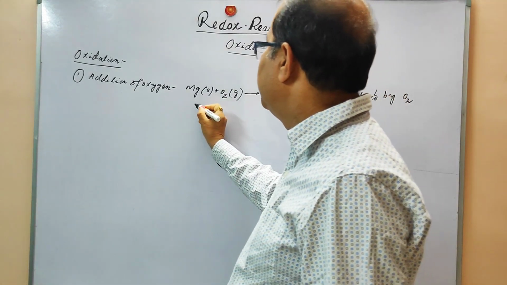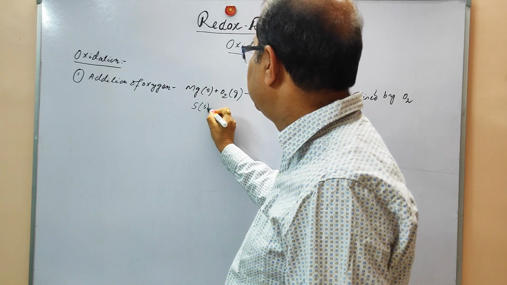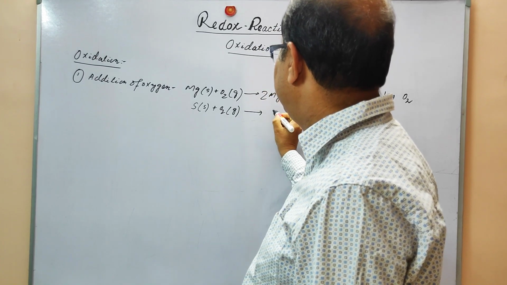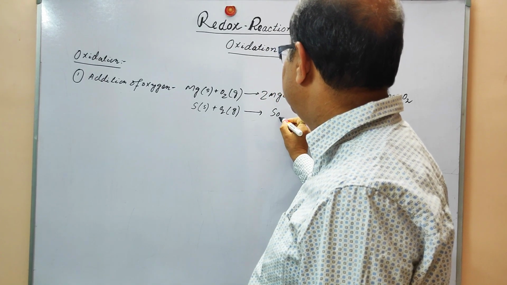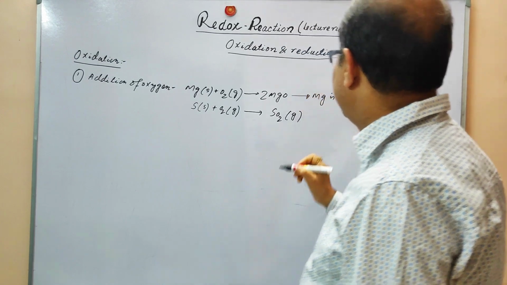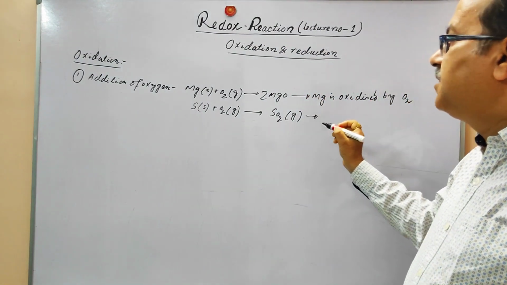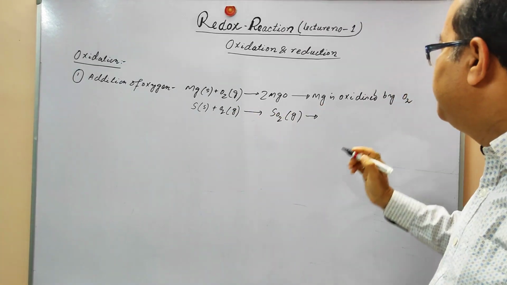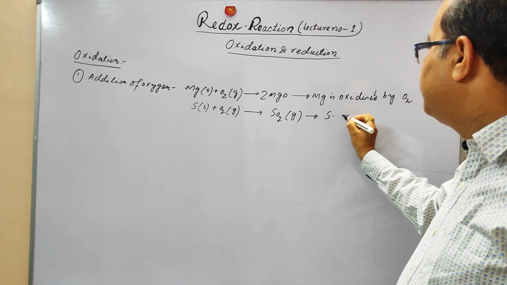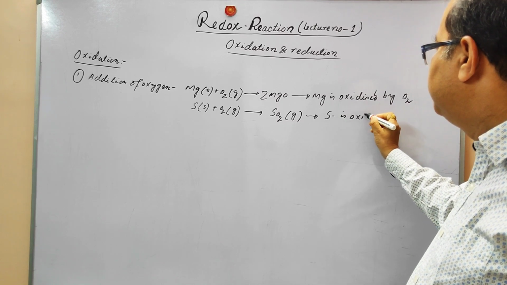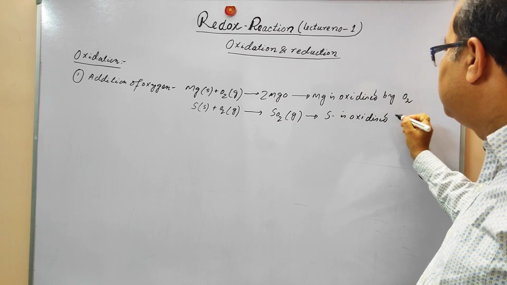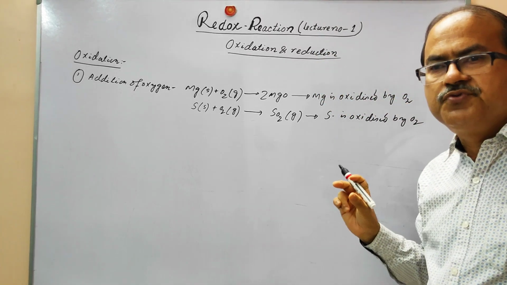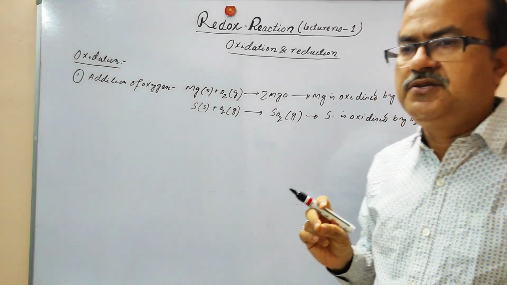Another reaction you can see is sulfur plus O2 gas, and you will find it gives SO2 gas. Here also you can observe that sulfur is oxidized because oxygen has been added to it. So sulfur is oxidized by O2. This is one way of seeing oxidation reactions.